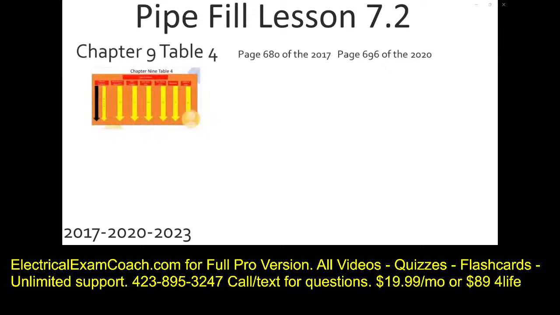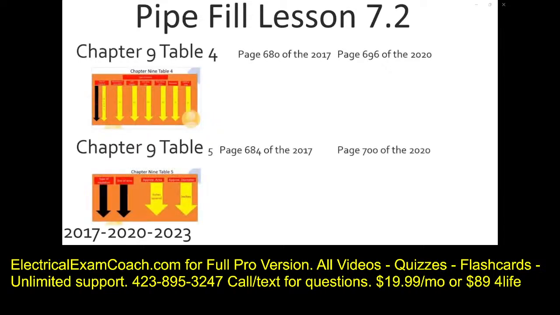We're going to learn about Chapter 9, Table 4 and Chapter 9, Table 5. First, let's learn about Chapter 9, Table 4. It's on page 680 of the 2017, and page 696 of the 2020. This video is 2023 compatible, so you find your page number for Chapter 9, Table 4. If you've used the Mike Holt tabs that we recommend, you're going to have a Chapter 9, Table 4 tab, and you can flip there now.